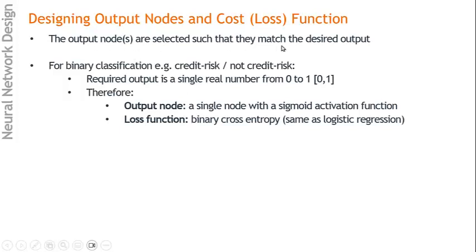Output nodes are selected so that they match the desired output. So of course, if you have binary classification, you only need a single node with sigmoid activation function, just like logistic regression. Now it's worth re-emphasizing the difference between logistic regression and neural networks. In logistic regression, if you want to have a complicated boundary between features, you have to supply the polynomial features or compound features to make the logistic regression work. But in neural networks, the neural network itself will create those complex features for you.